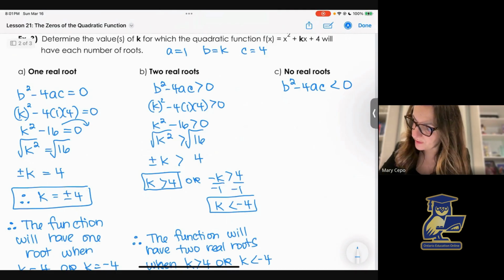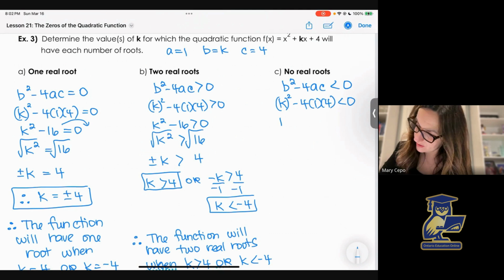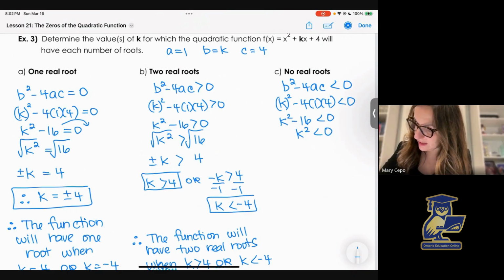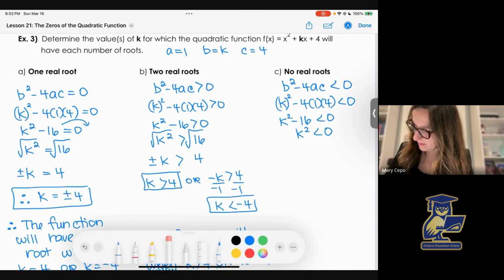Okay, so no real roots. So we'll have to substitute b is k minus 4 times a times 4. Now it's less than 0. So k squared minus 16. So we're going to say k squared is less than 0. Sorry, less than 16. Positive 16.